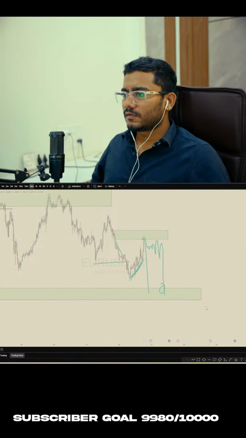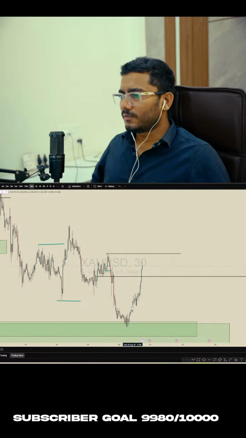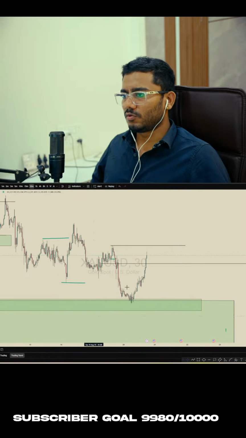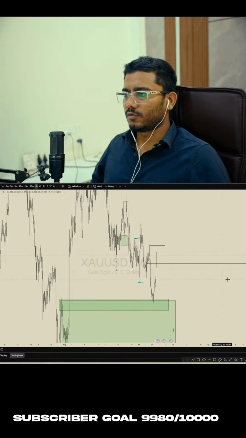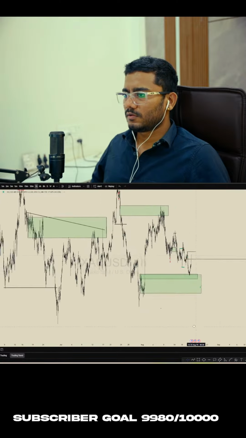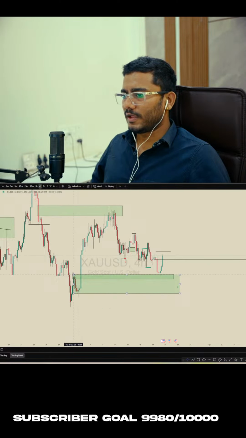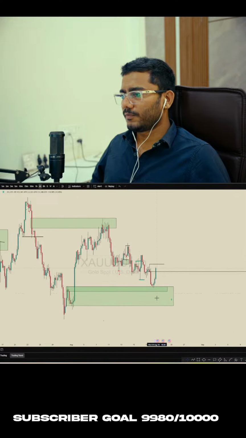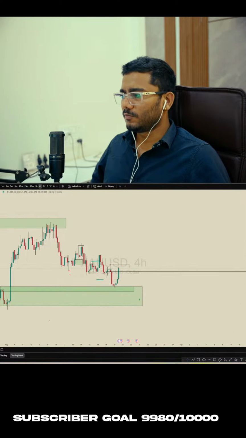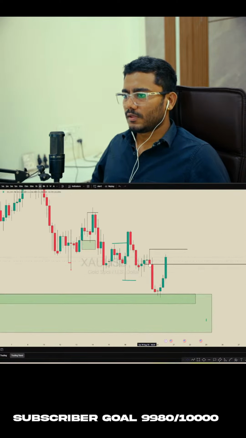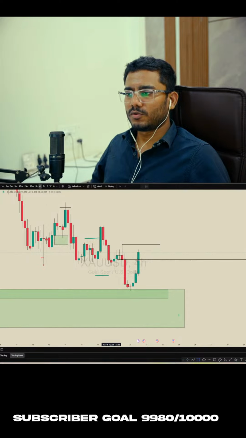Gold analysis. Right now on gold, I'm still confused what to look for. Right here, if you look at 4 hour, 1 hour, let's look at 4 hour. Price has tapped this 4 hour breaker block, and we have 2-3 bullish candles, and we have this bearish order block, 4 hour bearish order block.